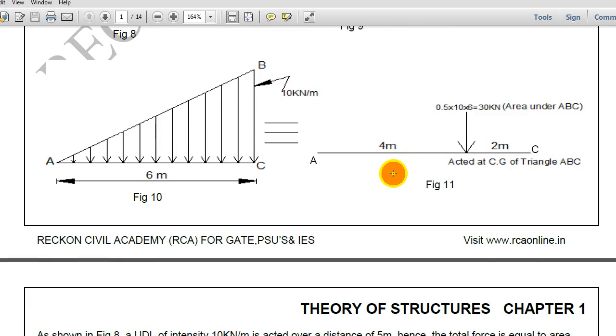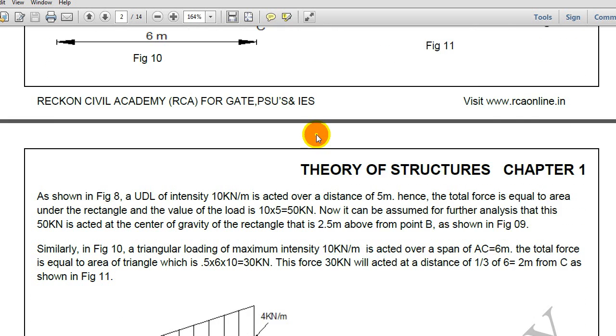Now take the second example. It is a triangular loading with 10 kilonewton per meter as its height and 6 meter as its length, and the total area will be half of 10 into 6, which is 30 kilonewton, acting at the CG of the triangle. So 6 meter, so 2 meter from the C point and 4 meter from the A point.